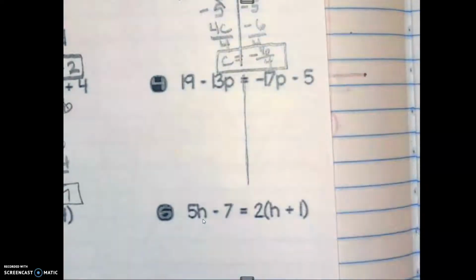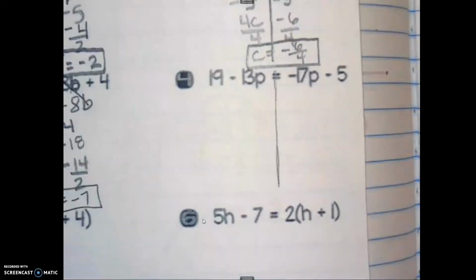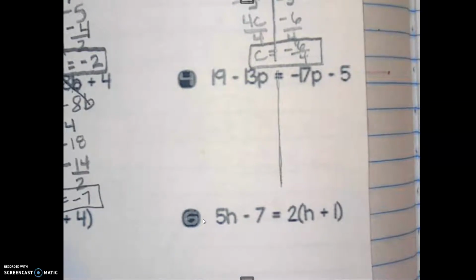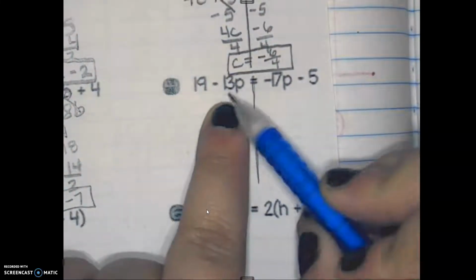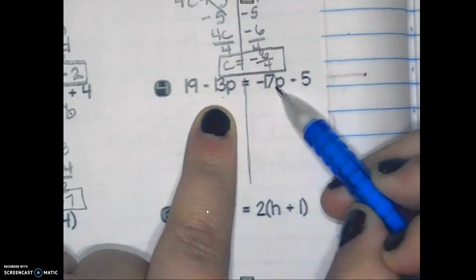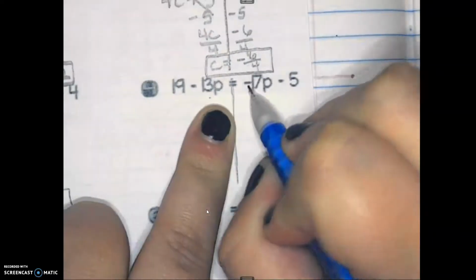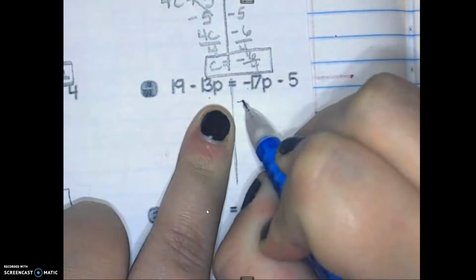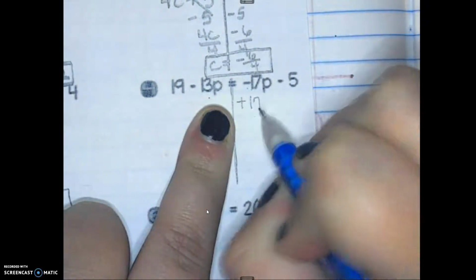So I'm going to start with, do I have any parentheses? No. Do I have multiple variables on one side? No, I have multiple variables, but I do not have multiple variables on one side. So what I'm going to do now is move my variable to the side with the biggest coefficient. So this has a coefficient of negative 13 and negative 17. Negative 13 is my bigger coefficient, so the opposite of negative 17 is to add 17p.